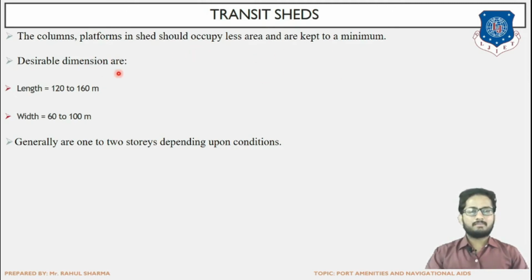The desirable dimensions for the transit shed are basically the length in the range 120 to 160 meters, and width 60 to 100 meters. So this is basically the range for the transit shed, which is a truss-like structure. Generally, one or two stories, depending upon the condition. So how much amount of cargo or commodity is to be handled, depending upon the importance of the port, the number of stories are decided, but mostly single story transit sheds are constructed.